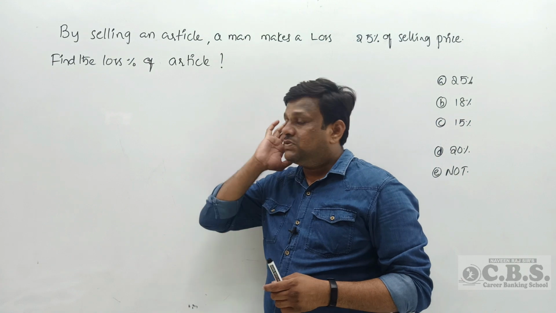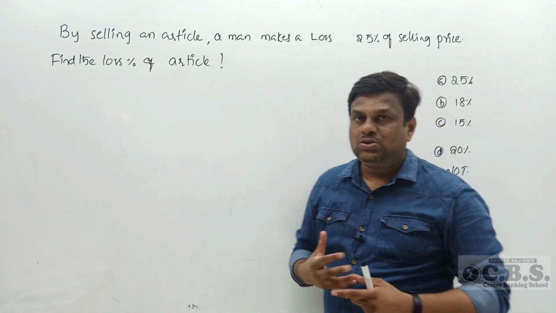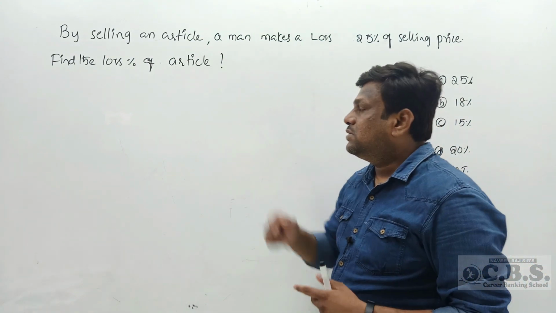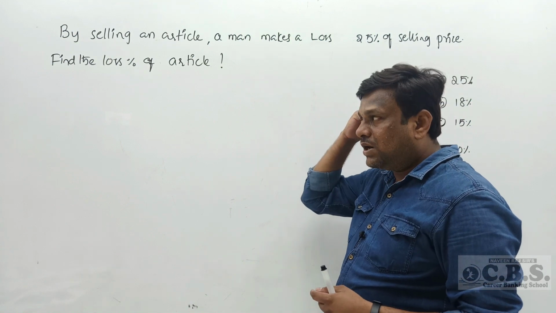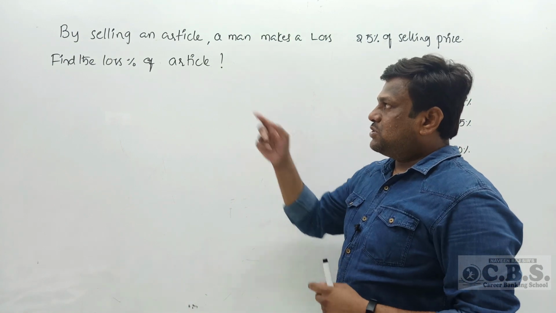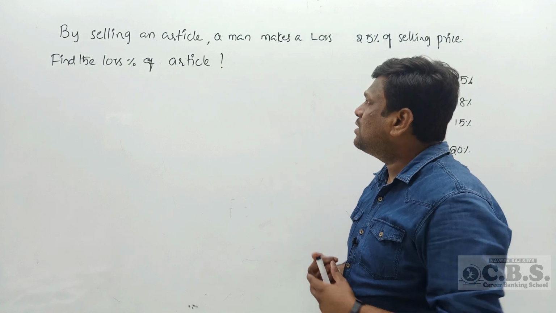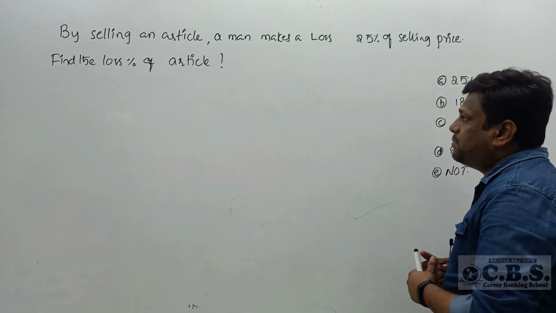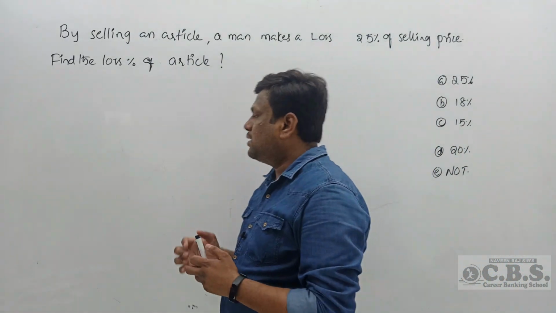So in profit and loss, we already discussed a certain number of models and concepts in the previous videos. Now video number 3 is going to detail some different models. The question is: by selling an article, a man makes a loss of 25% of selling price. Find the loss percent of the article.